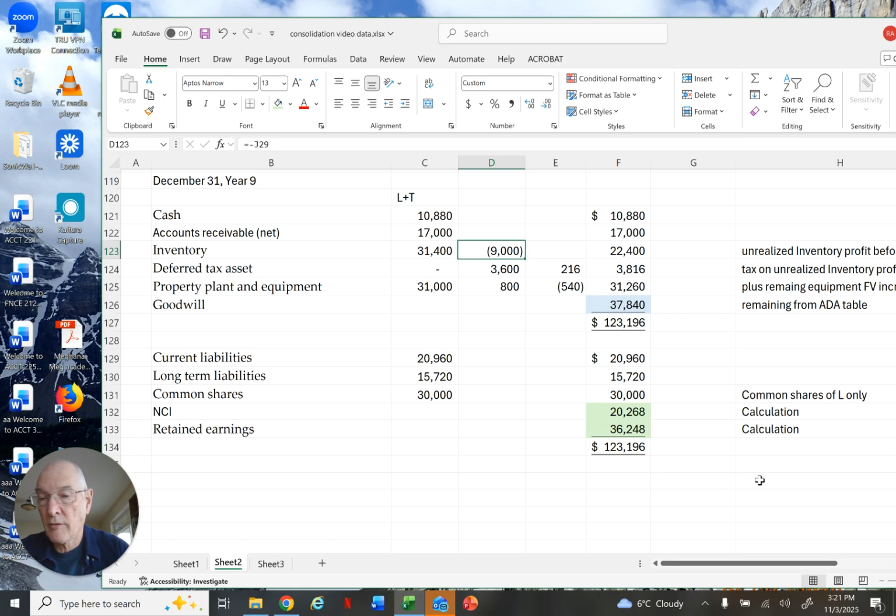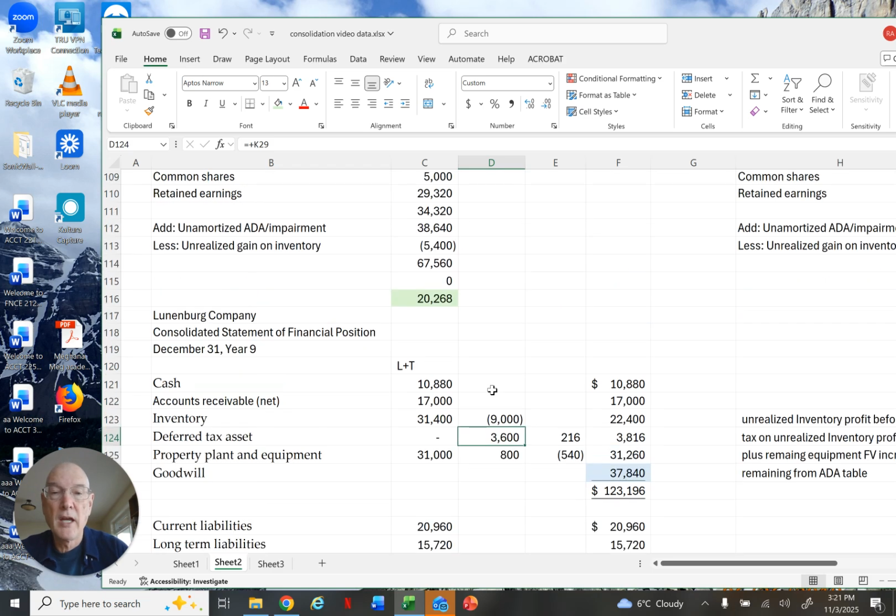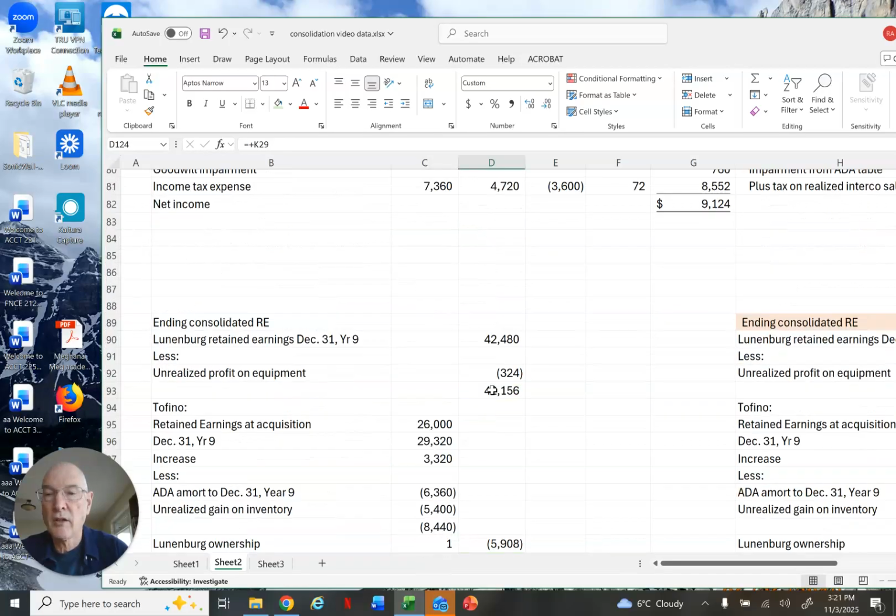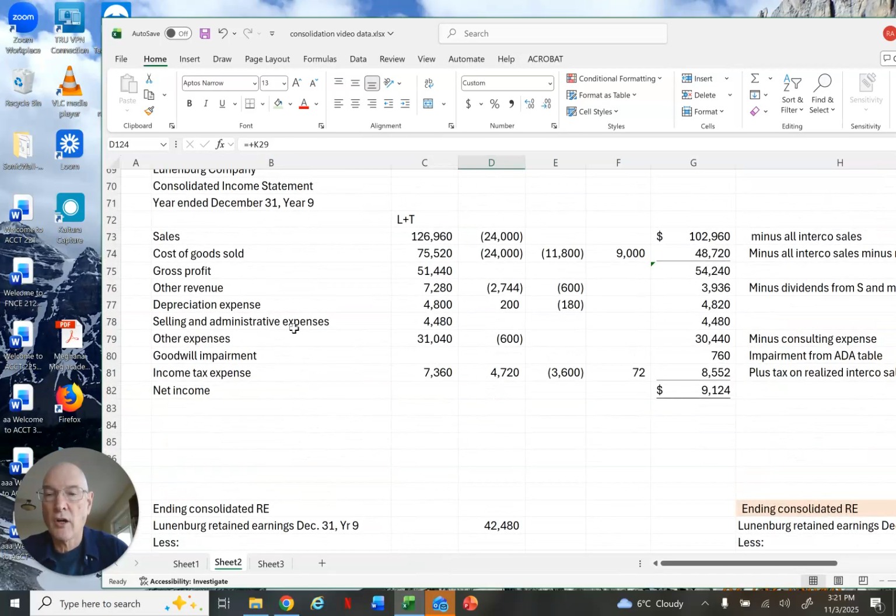You recall from the income statement we just did that the tax on that 9,000 was 3,600. So I'm just going to show you again. Here's our income tax expense, minus 3,600, so 40% of the 9,000. We reduced our income tax expense. I guess you could say, well, where did it go?